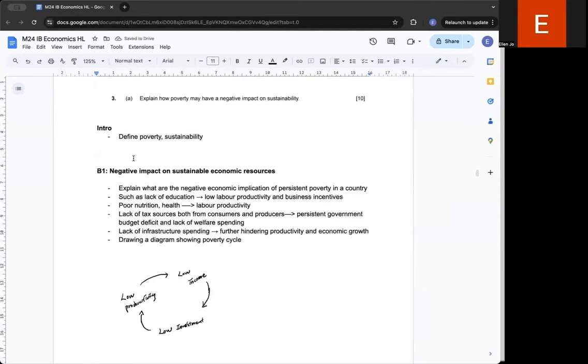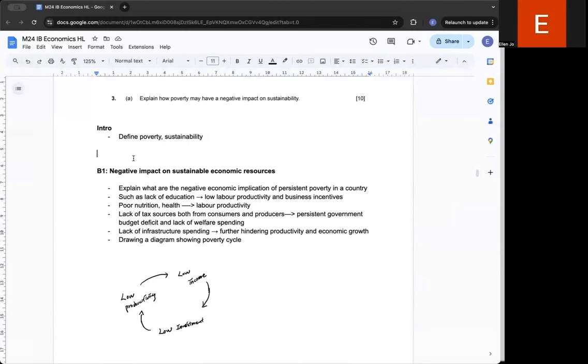And first, in body 1, you can focus on analyzing the negative impact that poverty would have on sustainable use of economic resources, such as what are the negative economic implications of having persistent poverty in a country. When a country suffers with poverty, it would inevitably lead to lack of education of the public and lower labor productivity and business incentives. And similarly, poverty causes poor nutrition and health, lowering labor productivity.